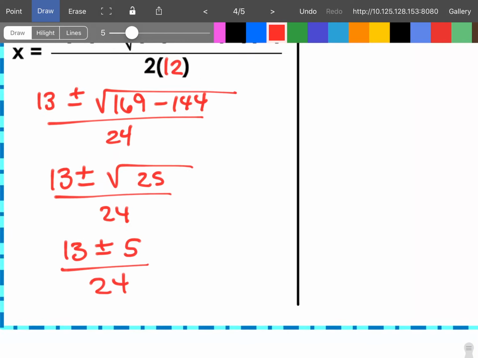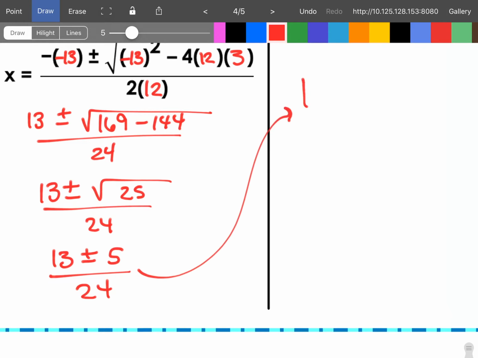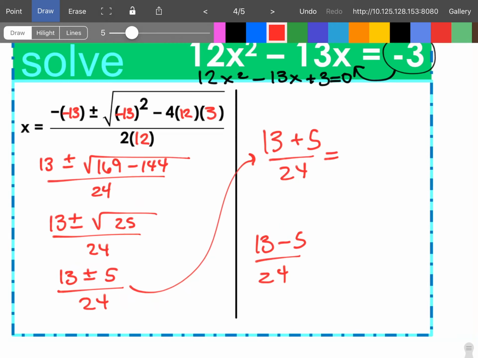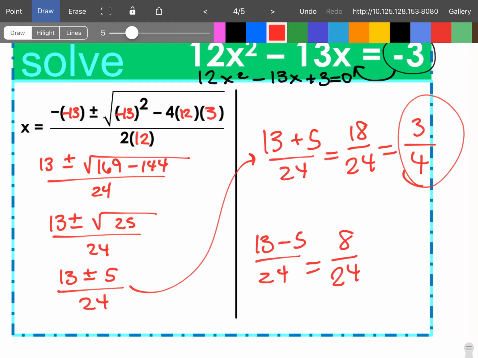And then we can go and write two separate expressions, 13 plus 5 divided by 24, and 13 minus 5 divided by 24. Simplify it all the way down, and you will get 3/4 as one of your solutions, and 1/3 as the other. Now I do need to go over one more thing, so if you can find a spot to add this into your notes somewhere, it will be very beneficial.